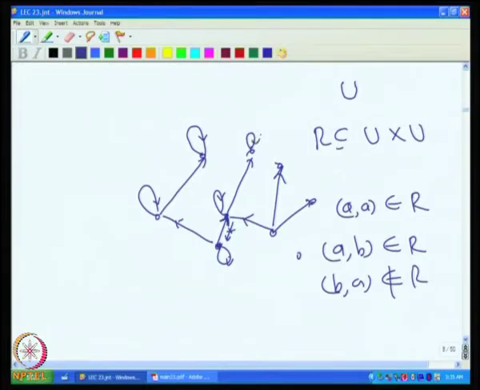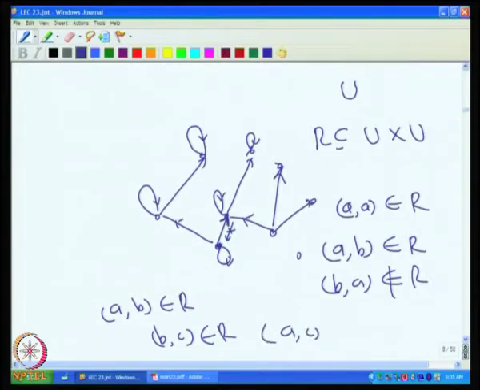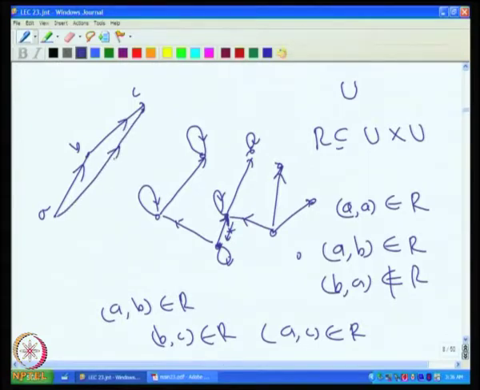Now, the third property is more important, namely transitivity. Suppose (a, b) belongs to the relation and (b, c) belongs to the relation, then we need (a, c) also in the relation. So, for instance, if we put a directed edge for a-b and a directed edge for b-c, then we should have the edge a-c also in this direction. This is the transitivity. If all the 3 properties are satisfied, it is called a partially ordered set.